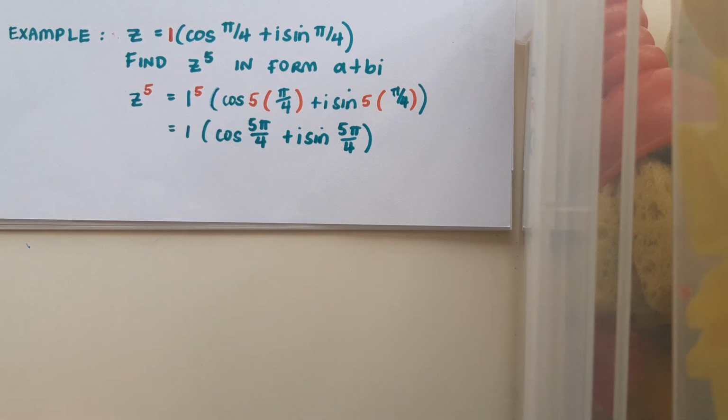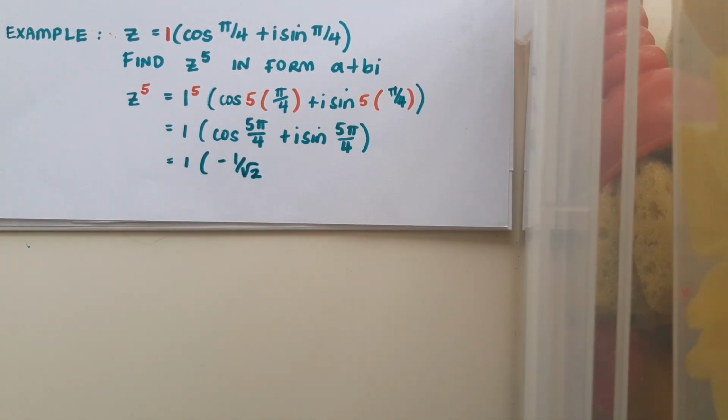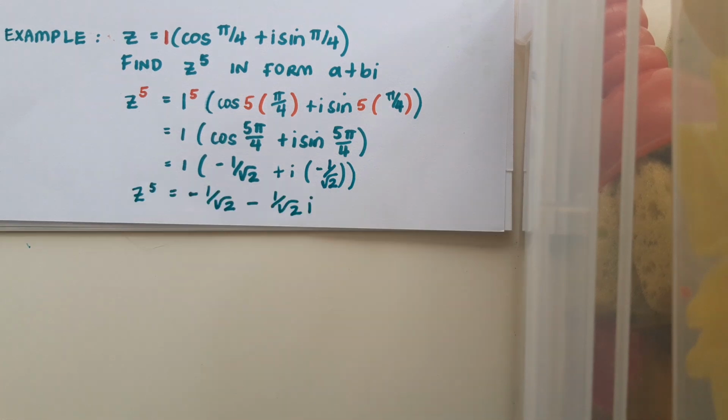Anyway, to end up with my final solution, I want to get it in the form a plus bi. I can go to my calculator, and cos 5 pi over 4 is minus 1 over root 2, plus i times minus 1 over root 2. And so on my final tidy up then, I end up with z to the power of 5 equals minus 1 over root 2 minus 1 over root 2 i.